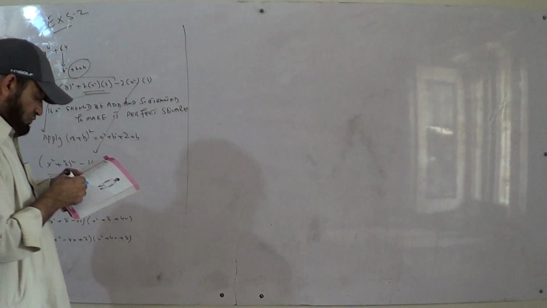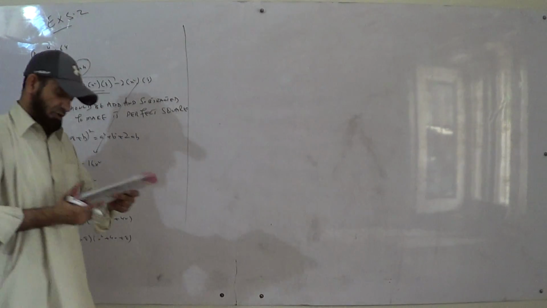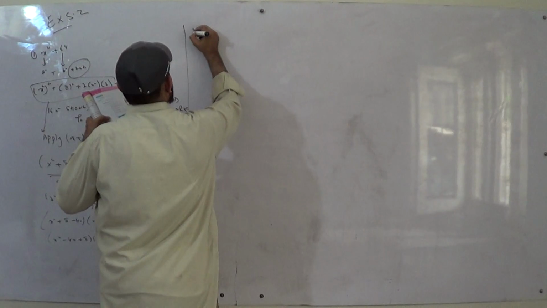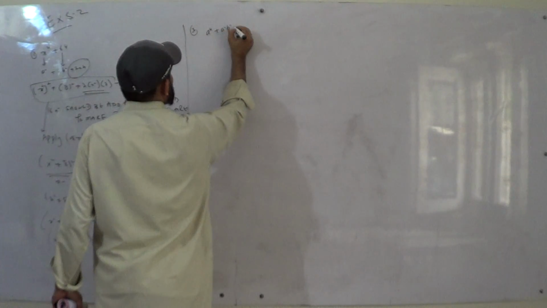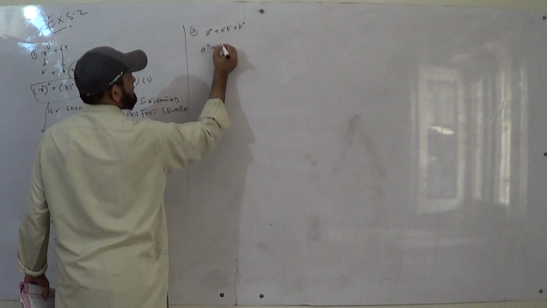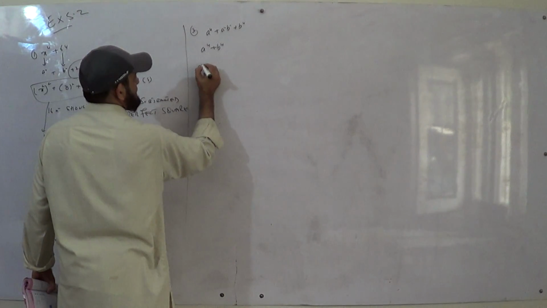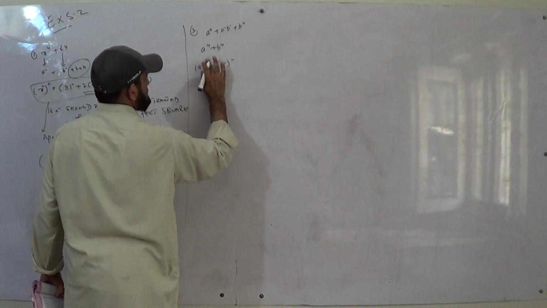Now question number 2 is the same as question number 1. Now question number 3: a raised to power 4, a square b square plus b raised to power 4. We take a^4 and b^4 first. It will be a square plus b square.